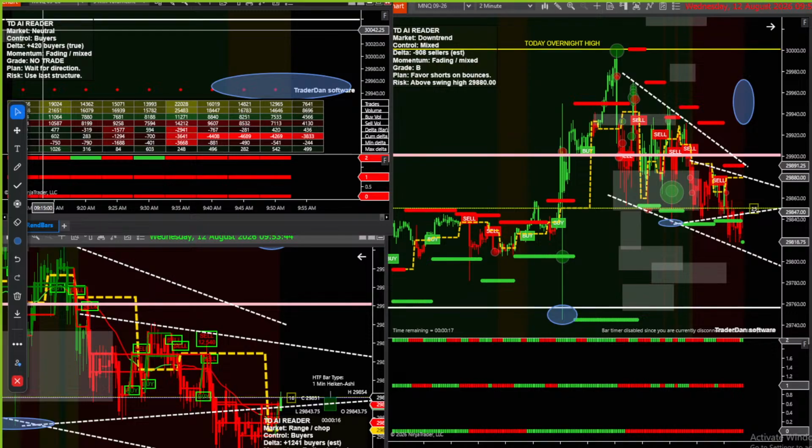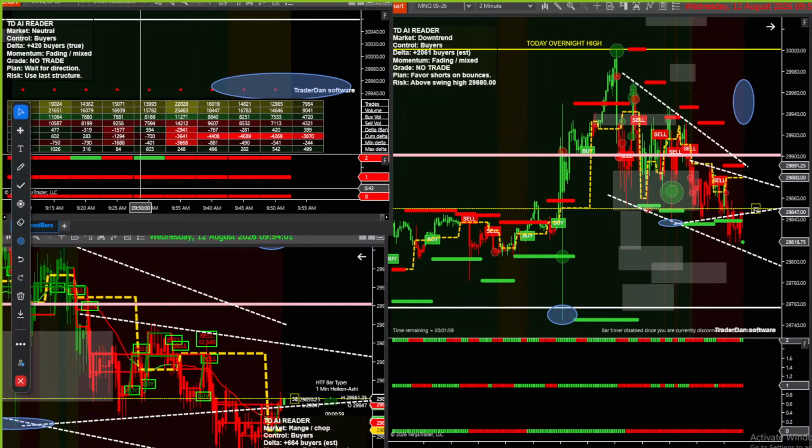Buyers are still somewhat in control, right? Because we're pulling back, but the momentum is fading, it's mixed, and of course it says grade. What does it say? We have no trade. So wait for direction. Use your last structure. What's the last structure? You have a low and a high.